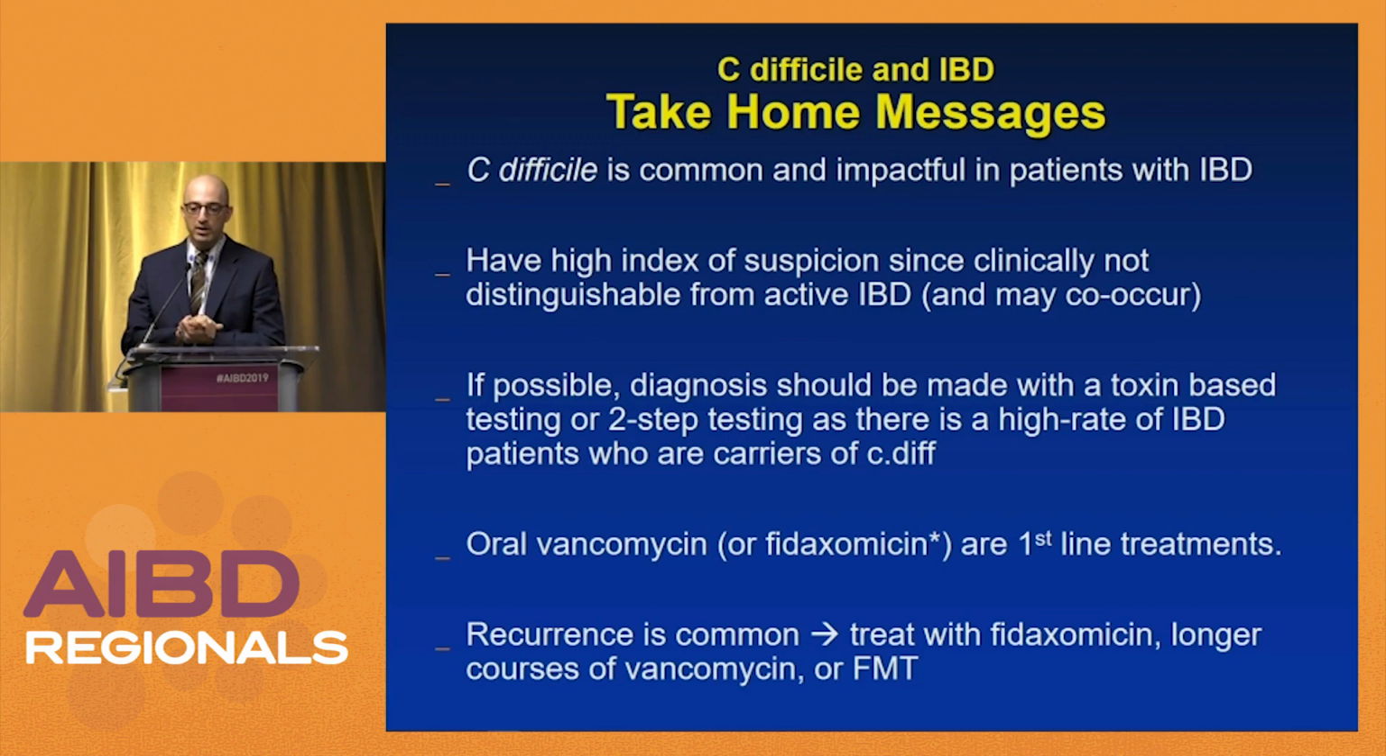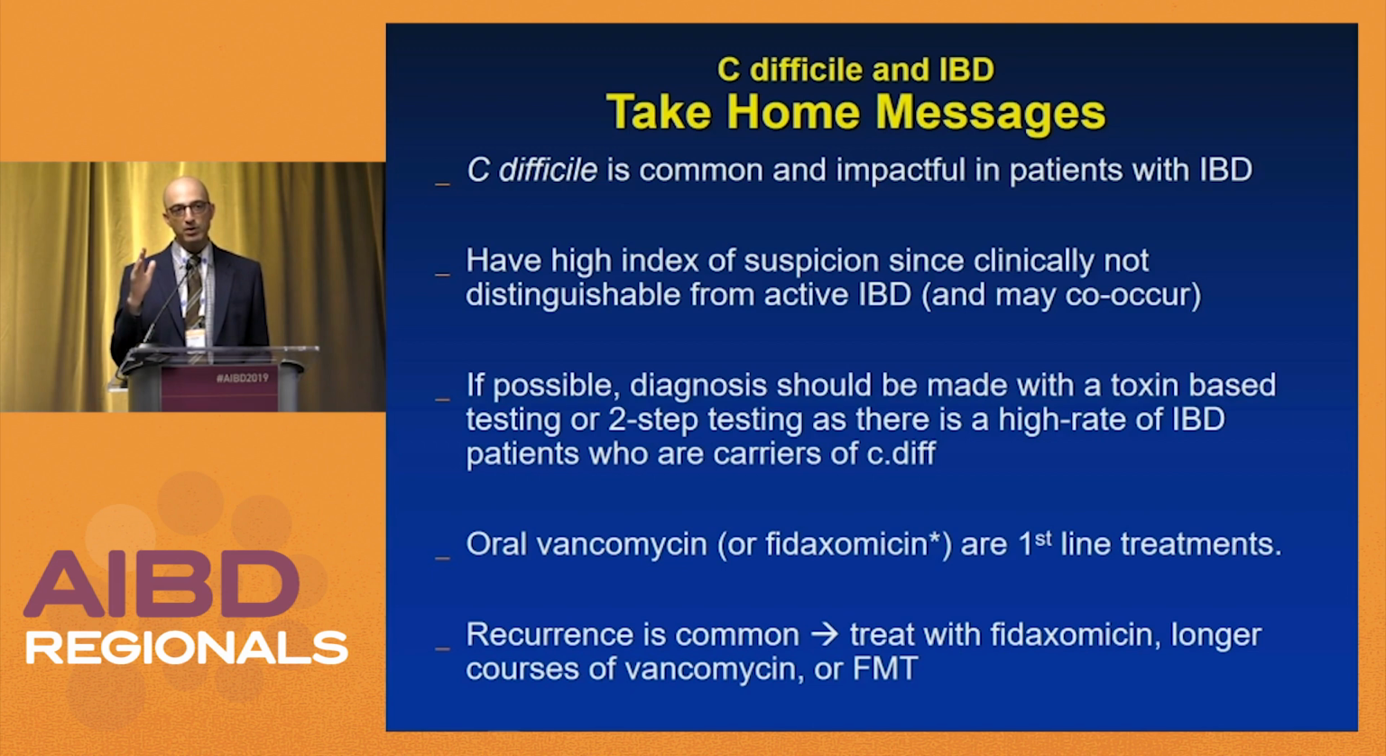So some take-home points here to remember. So C. diff is common and impactful in our patients with IBD. You need to have a high index of suspicion since clinically it's not distinguishable from active IBD and may co-occur with worsening of mucosal inflammation. If possible, diagnosis should be made with a toxin-based testing strategy or a two-step testing strategy, as there's a high rate of IBD patients who are carriers of C. diff. Oral vancomycin and Fidaxomicin should be given as first-line treatments in patients with IBD, and recurrence is common in patients with or without IBD.